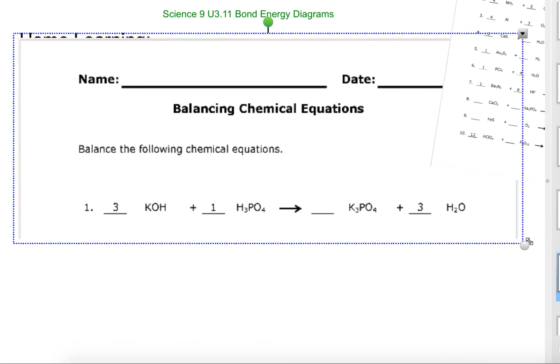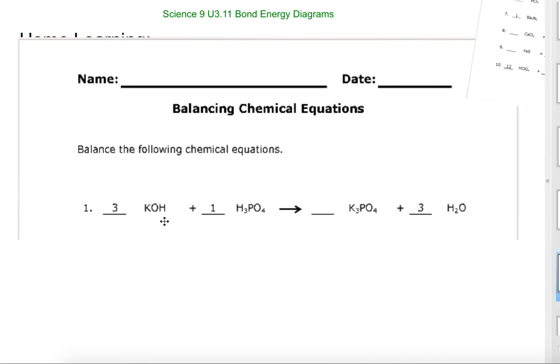So with this, we have KOH and H3PO4 turning into the products over here. Because I'm nice to you, I let you know that there's 3 of these and 1 of these being reacted. So we have to figure out what's going to be the product of that. Here, there's 3 that are labeled here, and so it's only our job to figure out how many of these you need. So I see that I have 3 H's here, and we're going to do an audit.